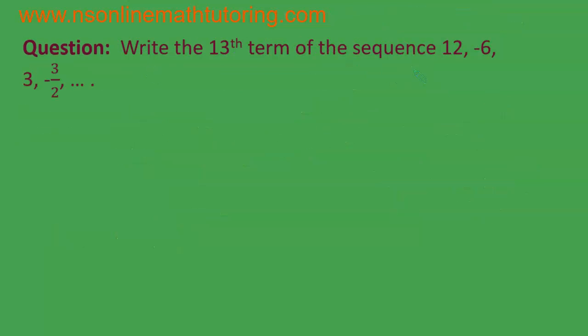Write the 13th term of the sequence 12, negative 6, 3, negative 3 over 2, dot, dot, dot. It is also another geometric sequence, though they have not said that it is a geometric sequence. They have just mentioned that this is a sequence. So first of all, we have to understand what type of a sequence this is. Only after that can we apply the formula. So let's start.